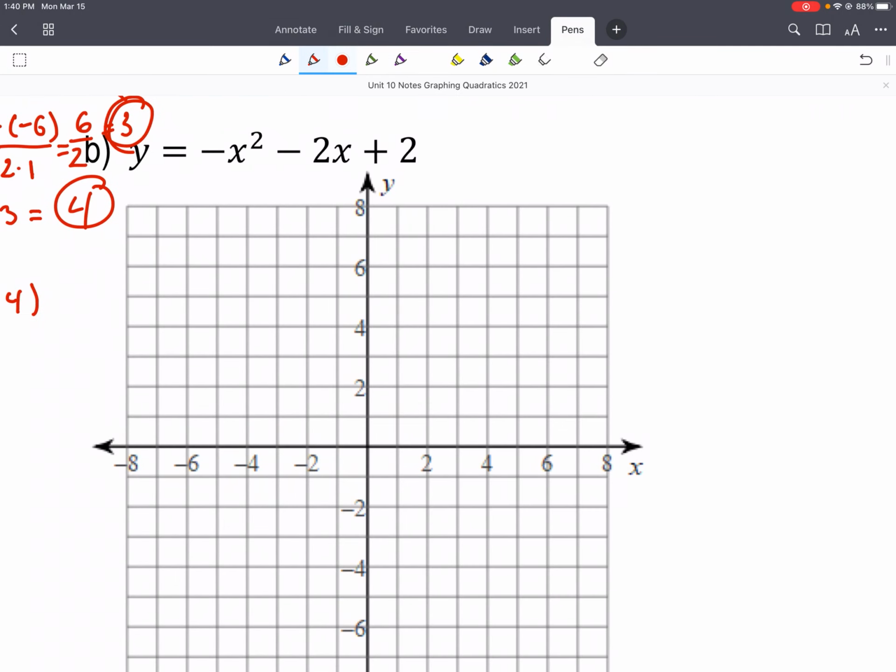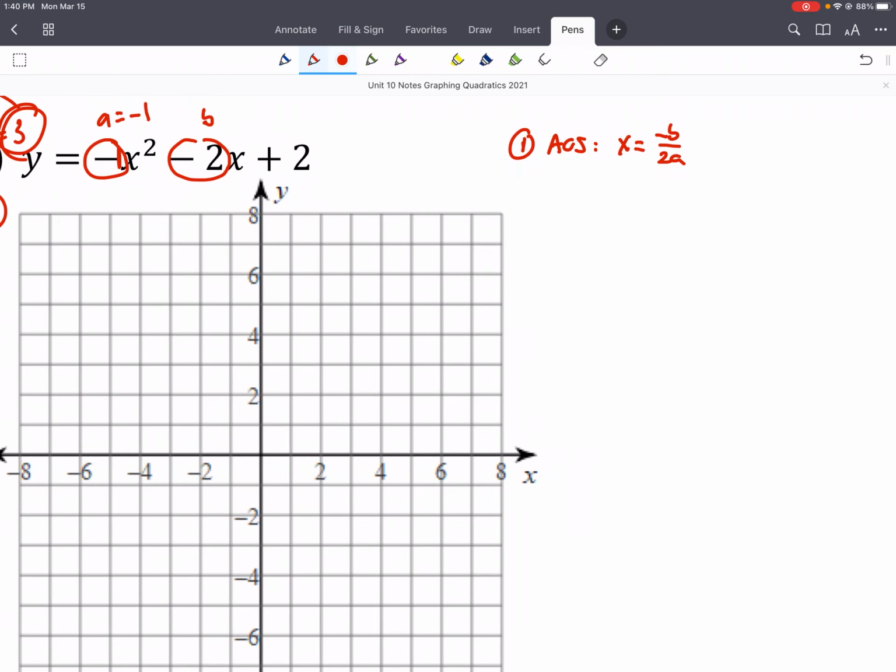Here's another example. Pause and give this a try if you'd like, or try C and D after. Again, we need to find our axis of symmetry. That's x equals negative b over 2a, so we should maybe write down what a is. Here a is negative 1. Again, we can always put a 1 there. So negative 1, and then here b is negative 2. Again, the sign goes with it, so don't just accidentally do just 2. It needs to be negative 2.